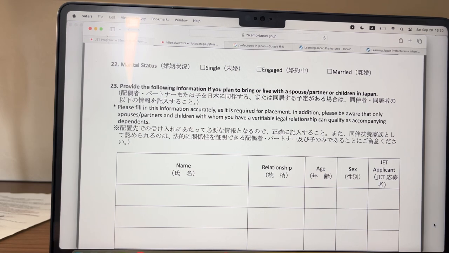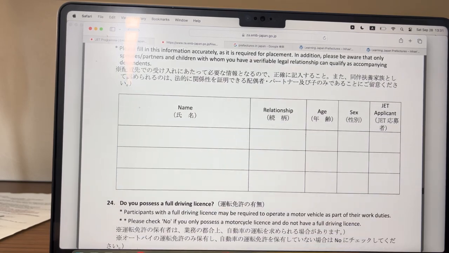If you have kids, if you're a woman and you have a child, yes, you can bring your child. But if you want to bring your boyfriend, unfortunately, you cannot. You need to be married in order to be able to bring someone with you. And if you're bringing someone, name of the person, you will write their name and their relationship to you. If it's child, you write child. You write their age and then you write their sex. JET applicant. I'm not sure what you're required to write here, so I'll leave that part.